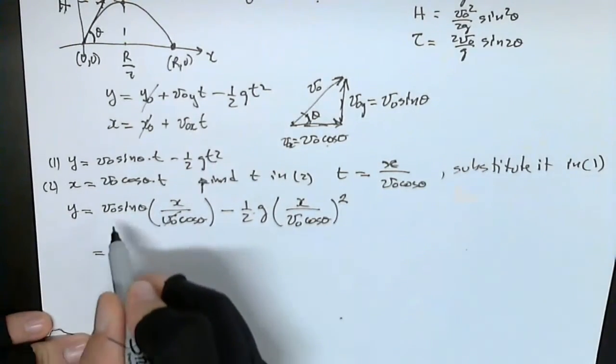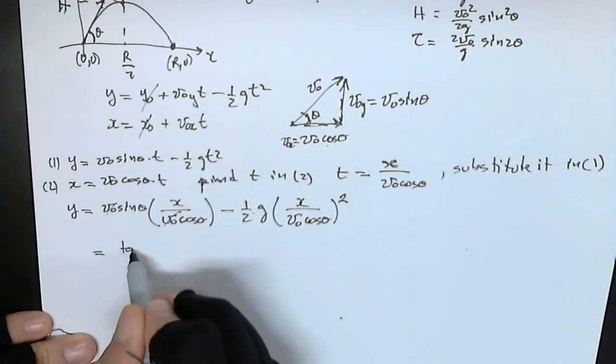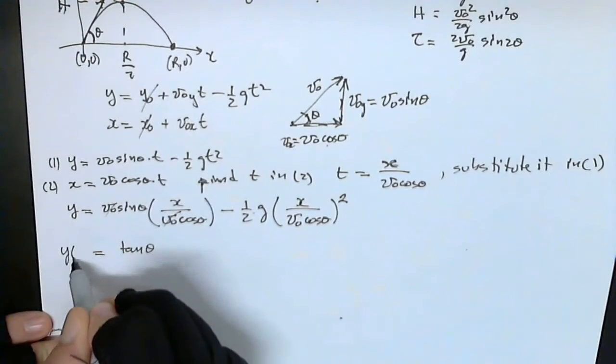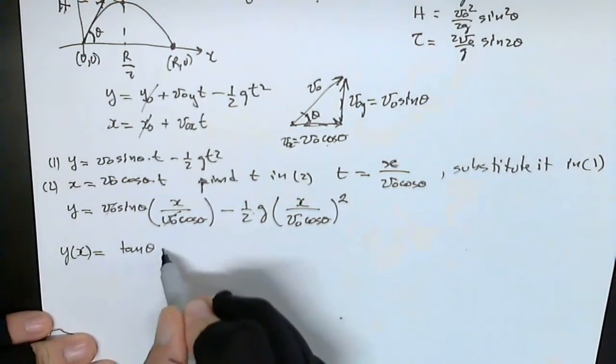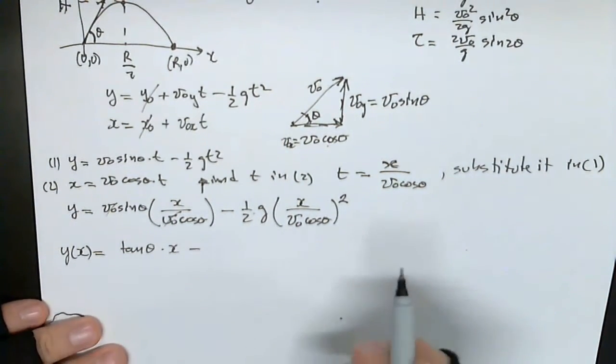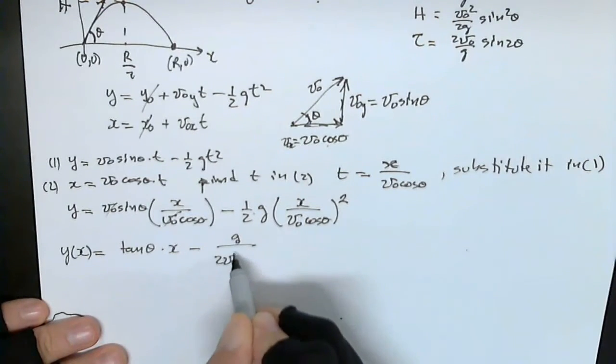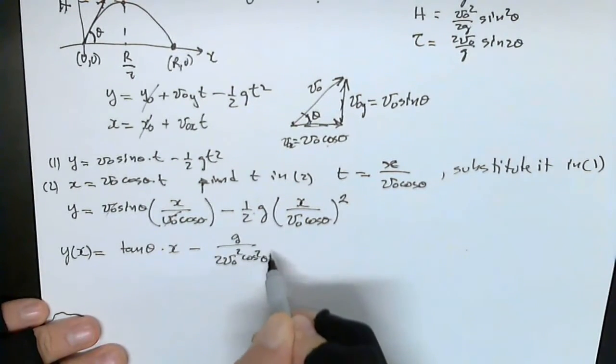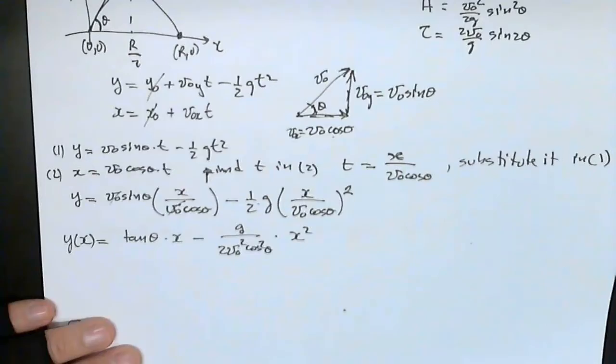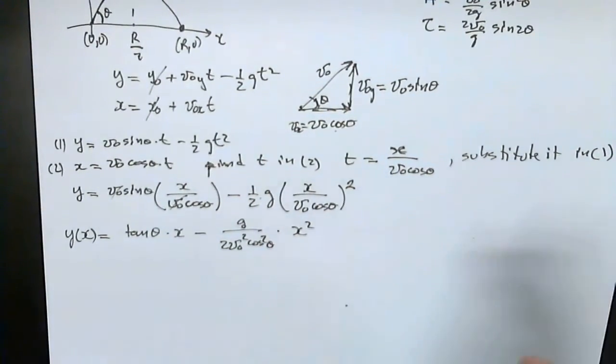Now the v naught cancel and sine over cosine is tangent. Again, this is y of x equals tangent theta times x minus g over 2 v naught squared cosine squared of theta times x squared. As you can see, it's quadratic in x, as expected.